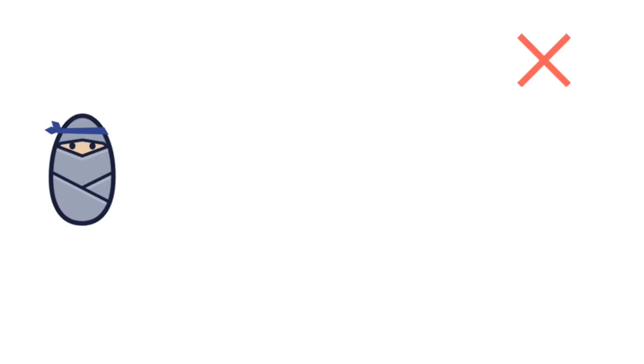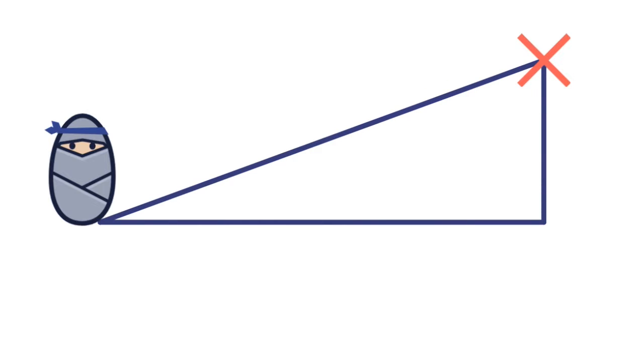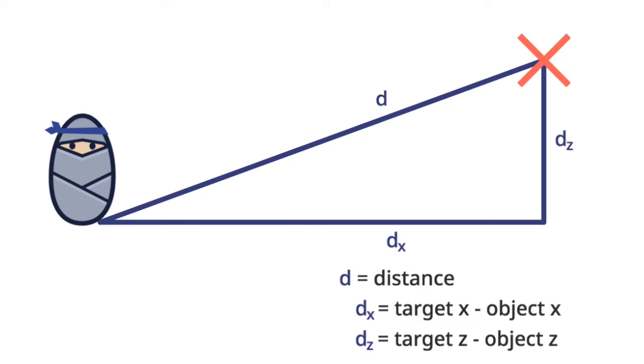To find the answer, let's start by drawing a right triangle between the character and the target. The longest side, the hypotenuse, is the distance between these 2 points, so let's label it D. We can call the triangle's legs dx and dz. The length of dx is equal to target x minus object x, and the length of dz is equal to target z minus object z.